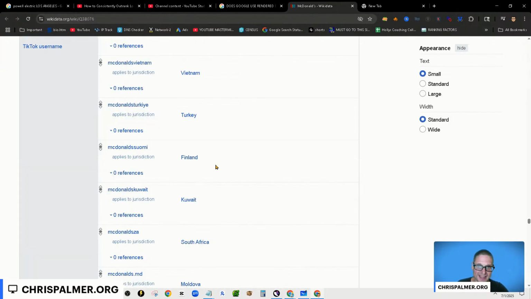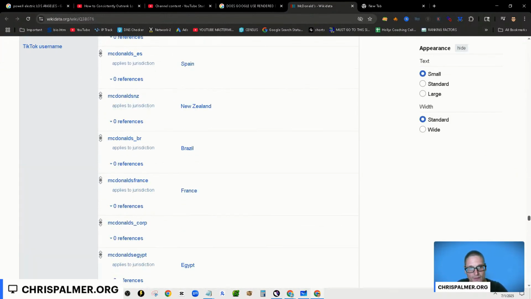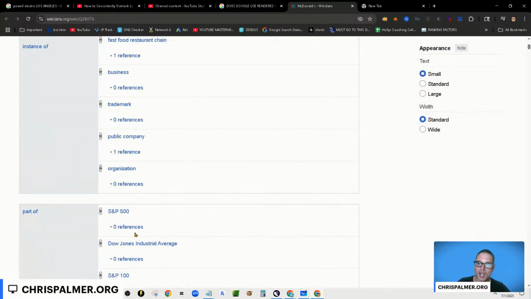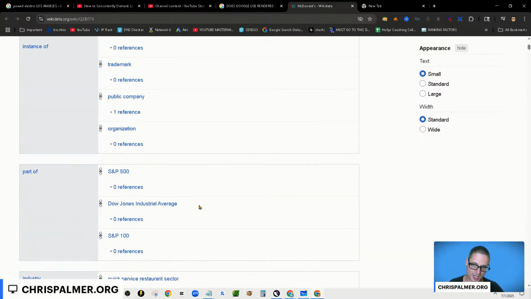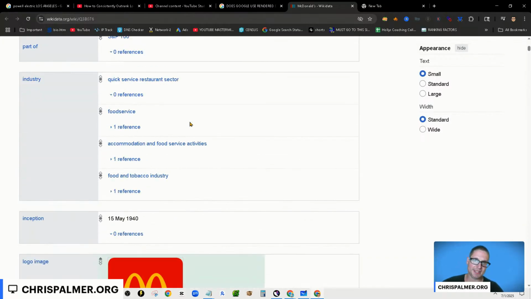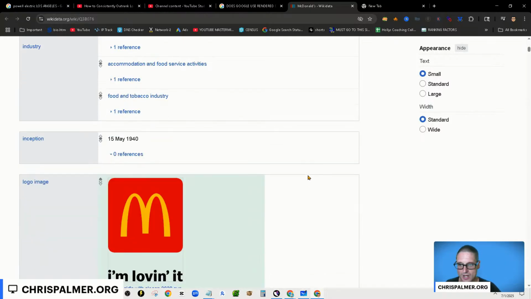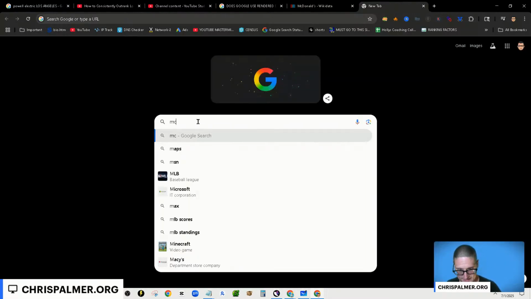If you take a look at the hierarchy of information here, let me show you something real quick. I know this is McDonald's. I'm just using this for another test. Look at the hierarchy of information here. Okay? Stick with me. This will make sense really quick. So it's a fast food chain. It's listed on the S&P. They're a restaurant. They were built in 1940. Well, watch this. What if I type McDonald's?